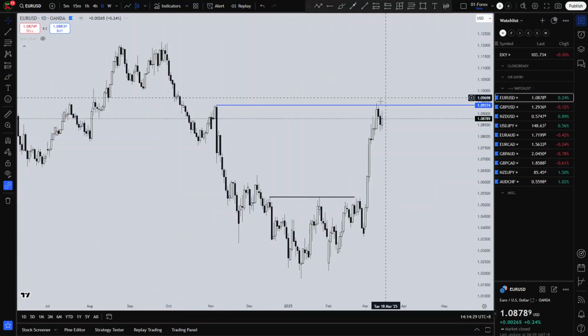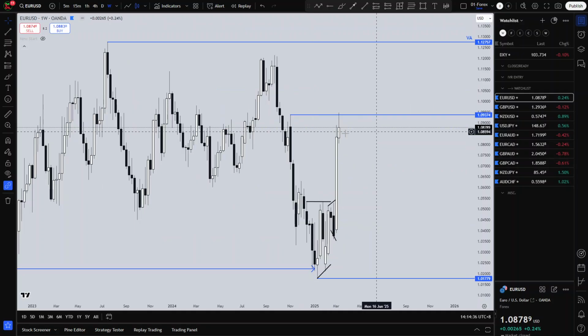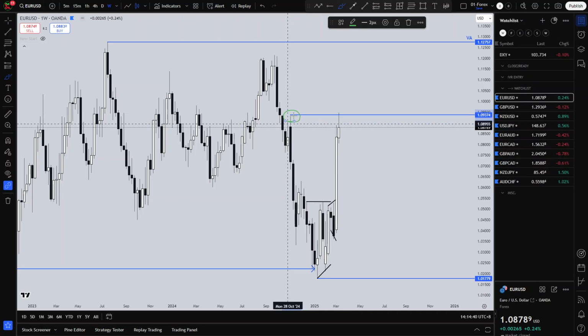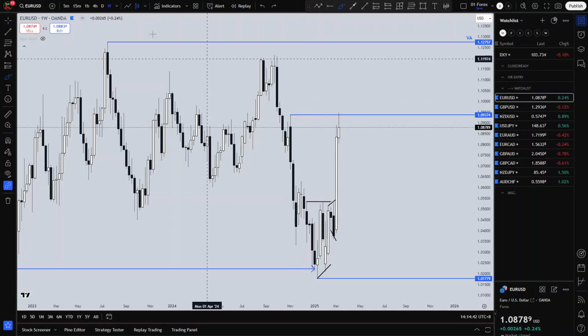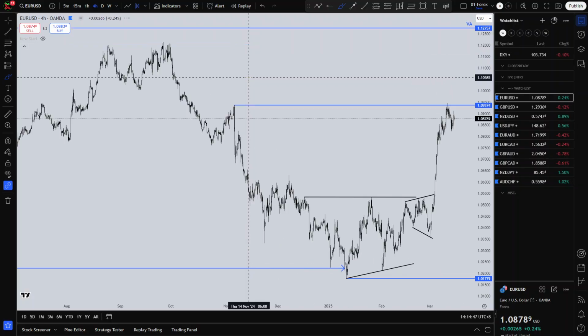Moving on to Euro US dollar, a similar picture, inverse of course. We are here on the weekly. We can see we did not have too much progression, but we tapped into this liquidity area here to the left. This is quite a significant point. We see that here on the 4 hour.